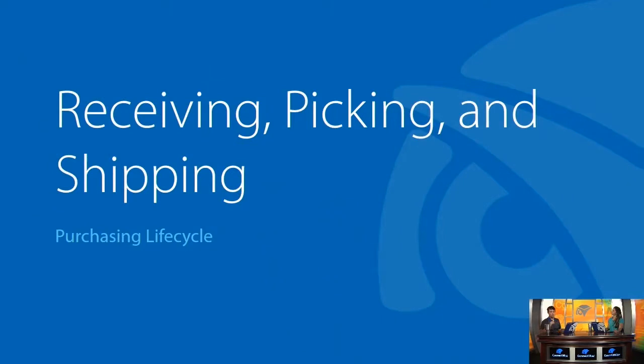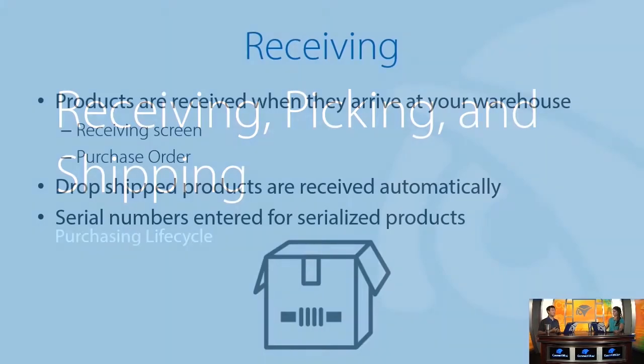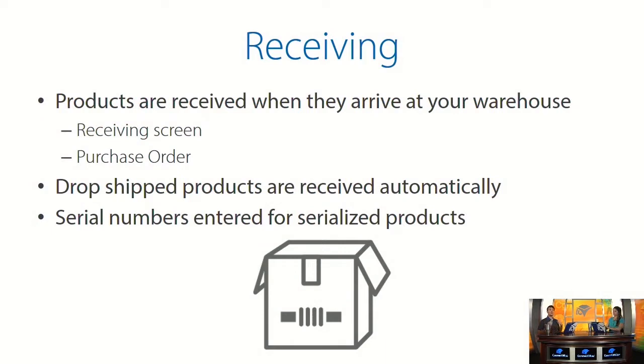All right, so once we have ordered these products, next we need to track them, both arriving and then leaving our warehouse. This is where receiving, picking, and shipping come into play. So first up is receiving. Products are going to be marked received when they arrive at your warehouse.